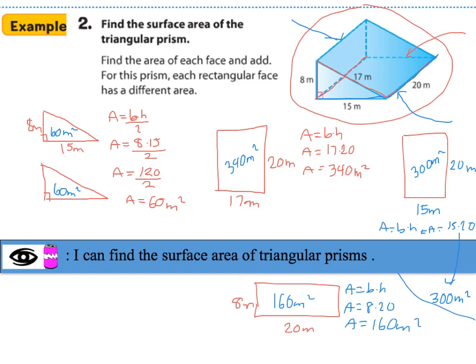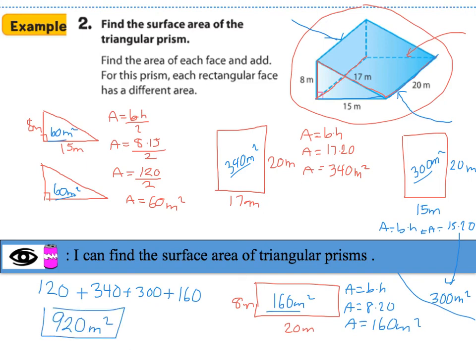Alright, so to find the surface area, let's go ahead and add up all the areas for the sides that we figured. For the triangles, I'm going to write 120, because all I did was take 60 and multiply it by 2. So 120 plus 340, that's for this rectangle here, plus another 300 for this rectangle here, plus another 160 for that rectangle down here. When I add them all up, the surface area becomes 920 meters squared.